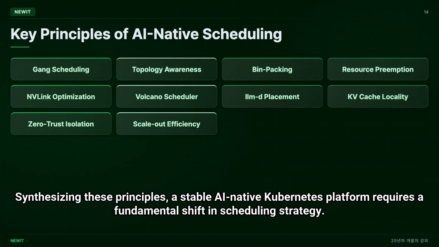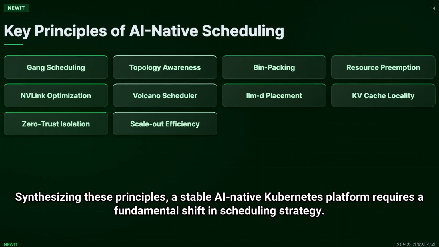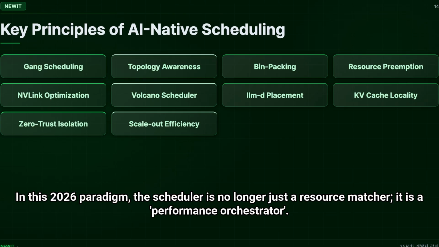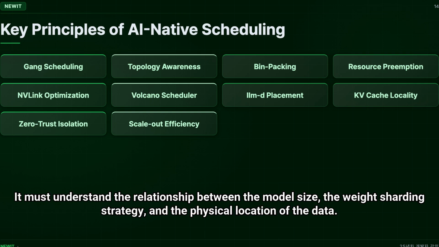Synthesizing these principles, a stable AI-native Kubernetes platform requires a fundamental shift in scheduling strategy. We must combine gang scheduling for availability, topology awareness for performance, and preemption logic for cost efficiency. In this 2026 paradigm, the scheduler is no longer just a resource matcher. It is a performance orchestrator. It must understand the relationship between the model size, the weight sharding strategy, and the physical location of the data.